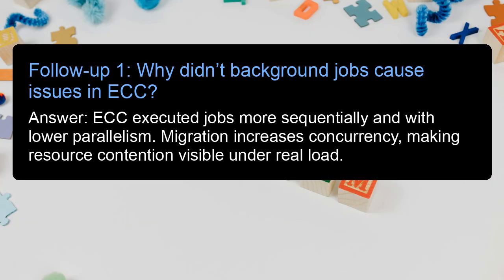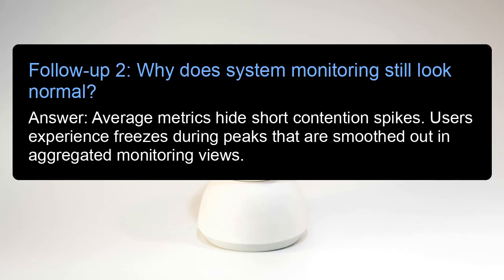Follow-up 1. Why didn't background jobs cause issues in ECC? Answer: ECC executed jobs more sequentially and with lower parallelism. Migration increases concurrency, making resource contention visible under real load. Follow-up 2. Why does system monitoring still look normal? Answer: average metrics hide short contention spikes. Users experience freezes during peaks that are smoothed out in aggregated monitoring views.